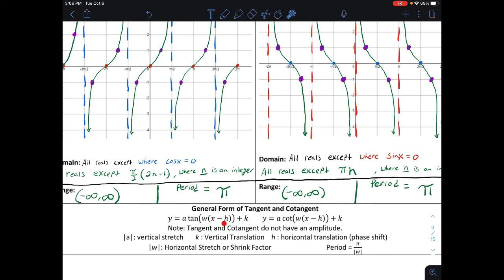The horizontal translation or phase shift is still h, and our period is going to be pi divided by w. So we take whatever we're multiplying the input variable by, divide the period of my parent function, pi, by that, and that's going to be my period for the tangent and cotangent function.